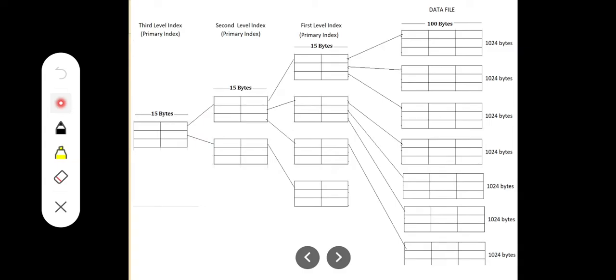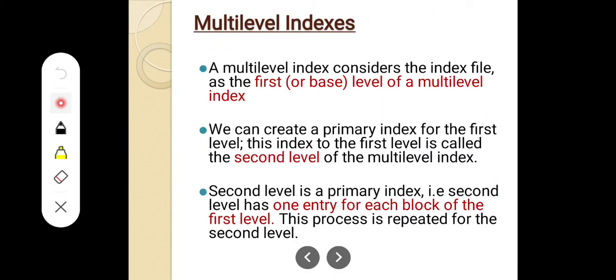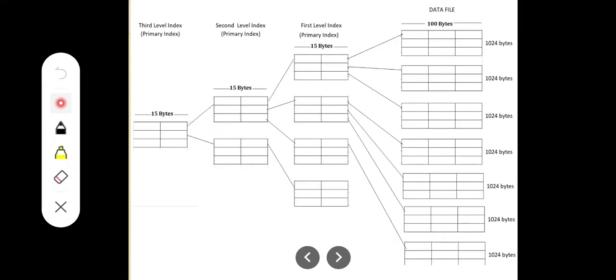Now we can move on to our theoretical part. A multi-level index considers the index file as the first level of a multi-level index. So multi-level indexing considers the index file as the first level, the first level index file of a data file.